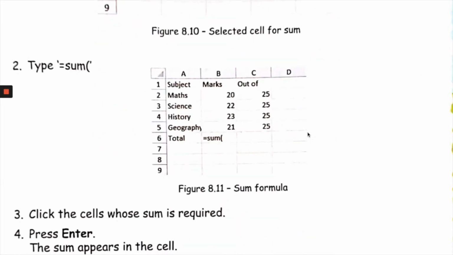Type equal to sum in brackets. This is very important. You have to type equal to. That equal to sign should not be lost. Equal to sum, open bracket, and then select the cells whose sum is required. You have to click on the cells whose sum is to be taken. When you press enter, the sum appears in the cell.